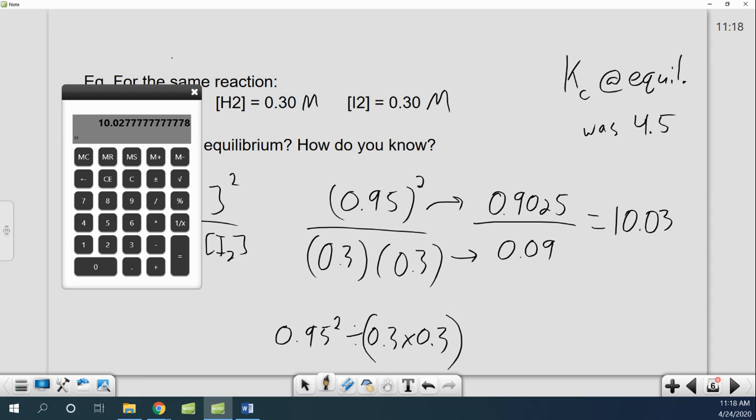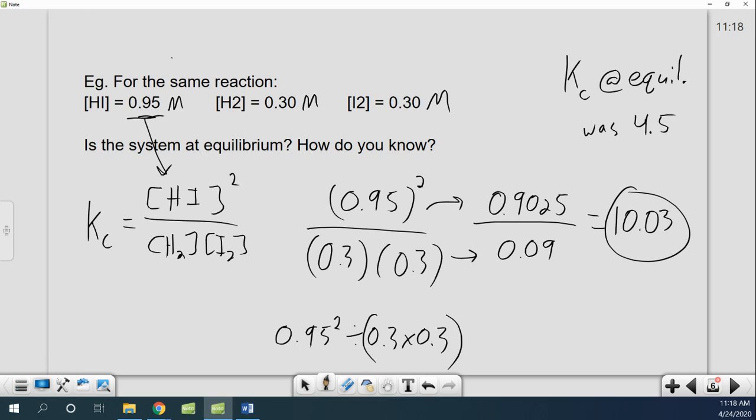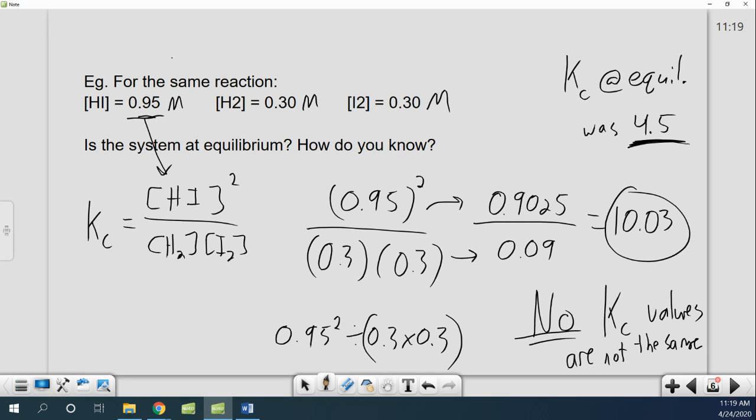10.03 if I round that. Cool. So my K value is 10.03. Wait a second. My K value is supposed to be 4.5. So is this at equilibrium? No. Why? The Kc values are not the same. And if it's the same reaction, Kc needs to be the same.